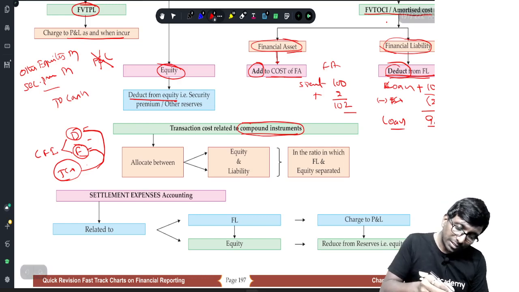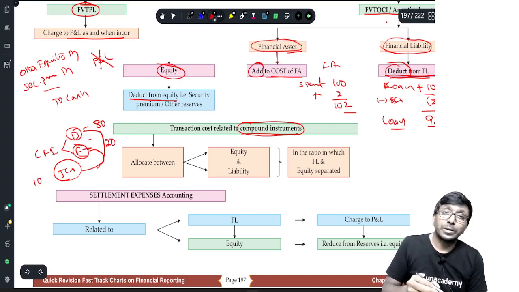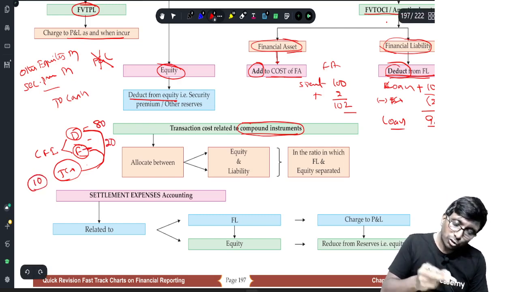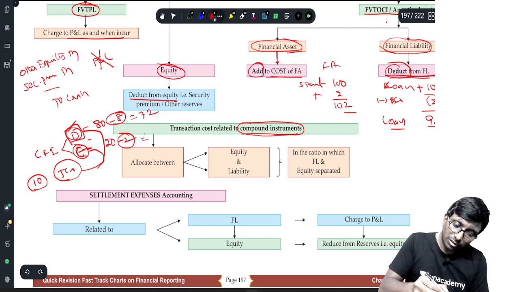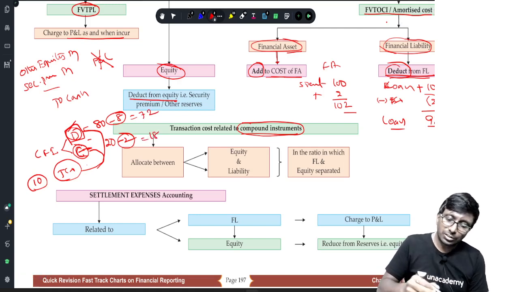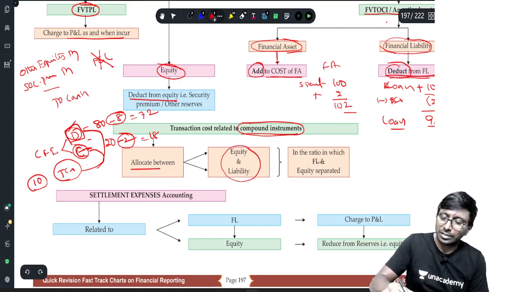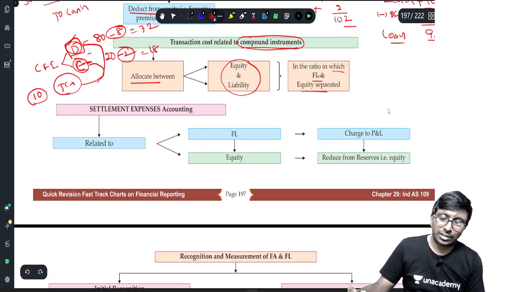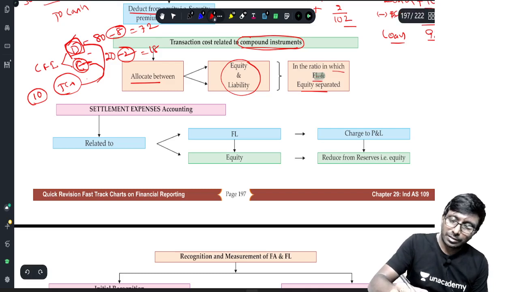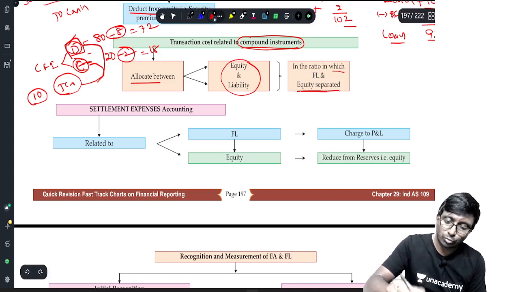See, suppose this is equal to 80 and this is equal to 20. The transaction cost I have spent is 10 rupees. Then 10 should be split in the ratio of 8 to 2, that means 8 rupees here and 2 rupees there. If it is related to debt, it should be deducted from debt. If it is related to equity, it should be deducted from equity. So you will account it as 72 here and 18 there. You have to bifurcate the transaction cost between equity and liability in the same ratio in which the financial liability and equity got separated.